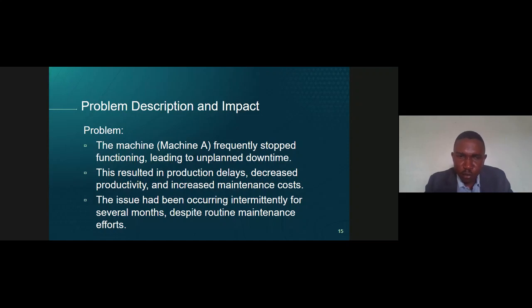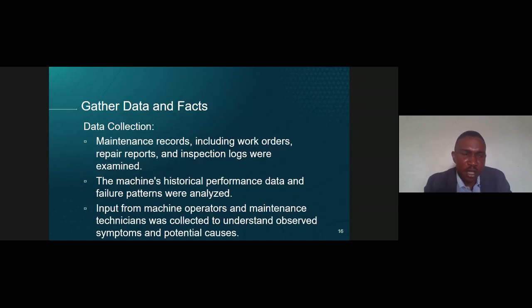Now, how would they do this? First, they have to identify the problem. Having identified the problem, they then have to make a description of it and the impact that it's having on the operation. So the problem is that Machine A frequently stops functioning, leading to unplanned downtime. And this has resulted in production delay, decrease in production, and increase in maintenance costs. This issue has been occurring intermittently for several months despite the routine maintenance that they have been carrying out. So the problem has been identified and the impact also has been identified.